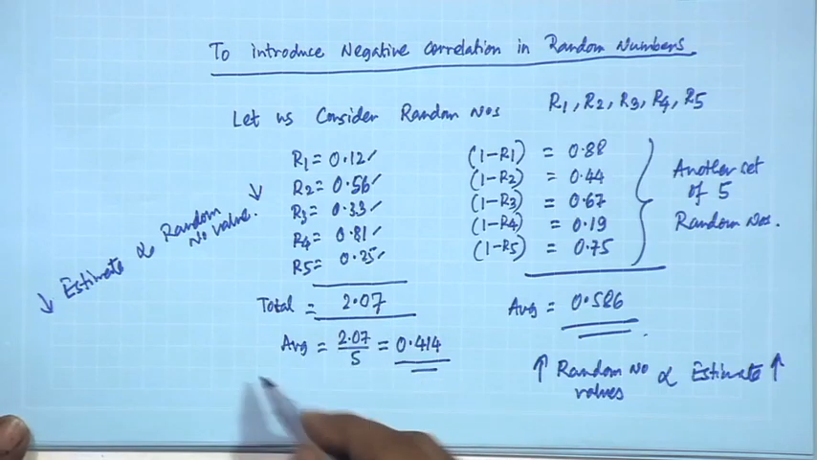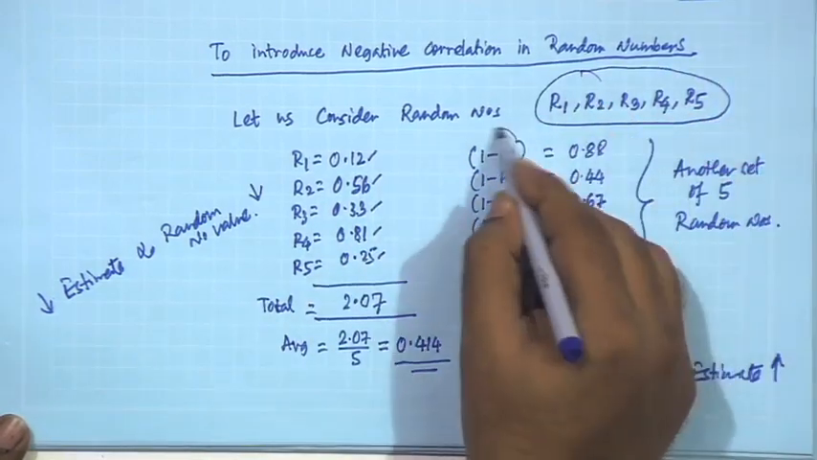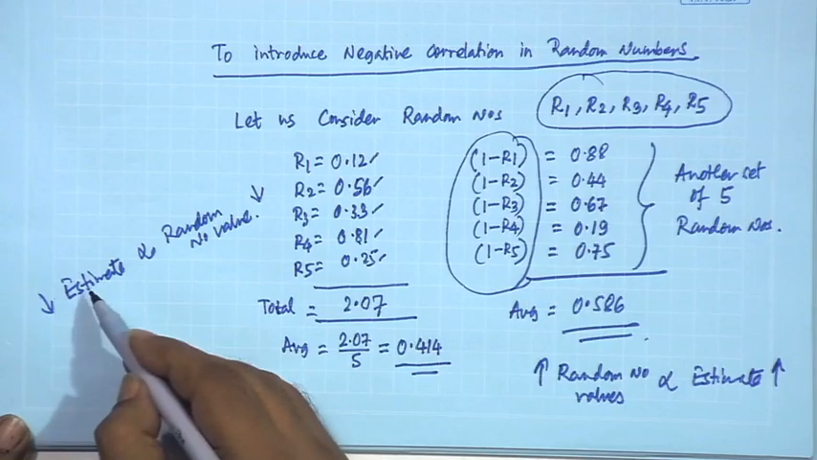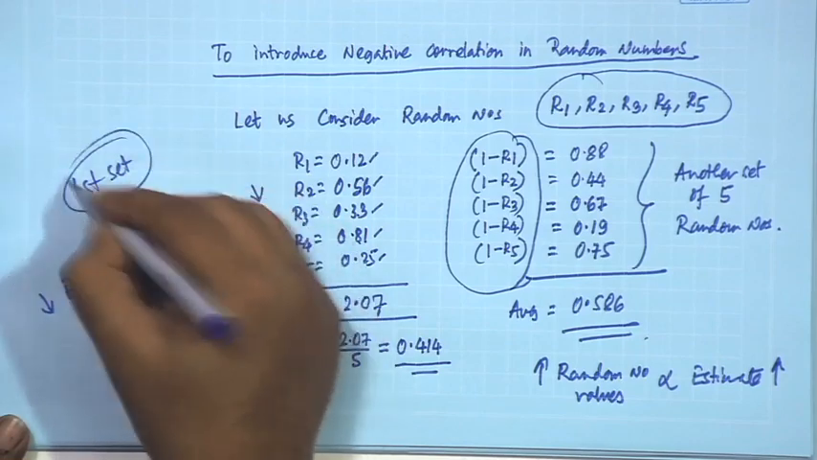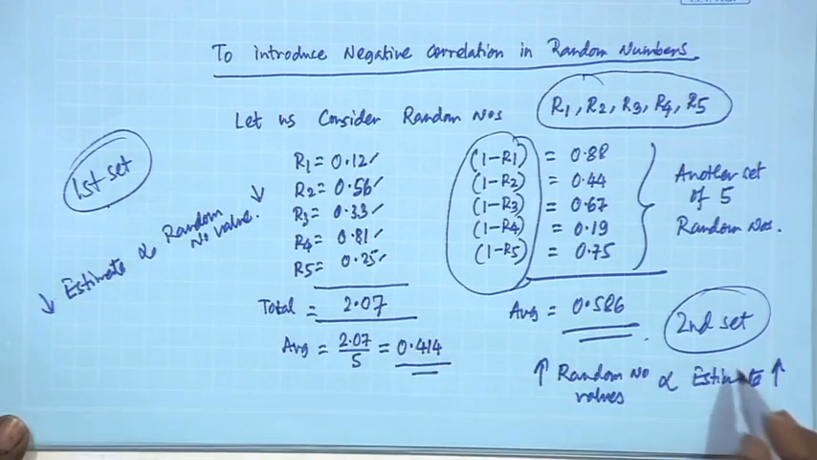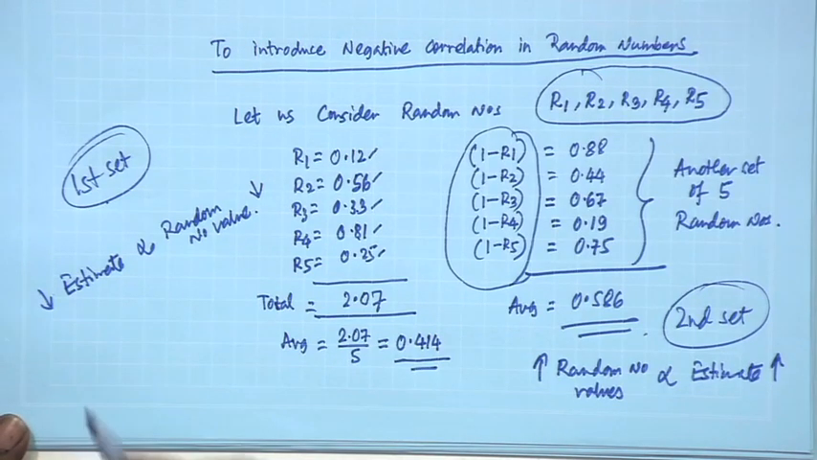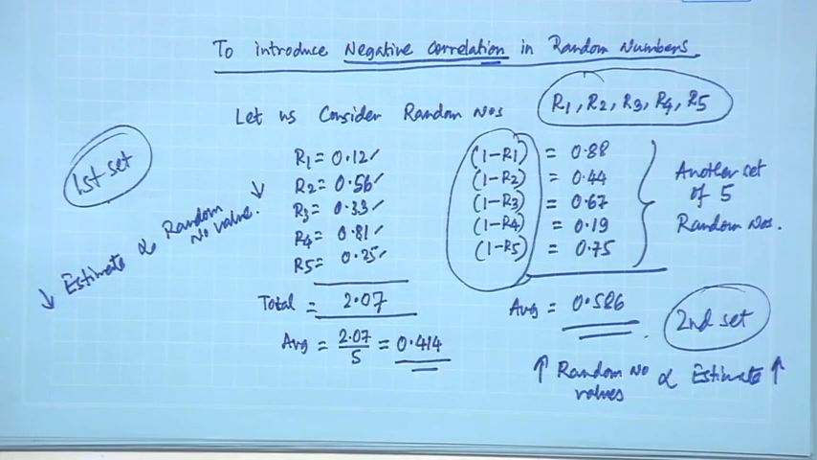So, compare this. Suppose we do one set of experiment with these random numbers, another set of experiment with these random numbers. This is the first set and this is the second set. The estimate in the first set and the estimate in the second set will be negatively correlated, right. So, this is how we can introduce negative correlation in random numbers. This point is very important.